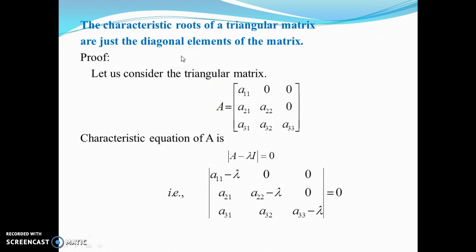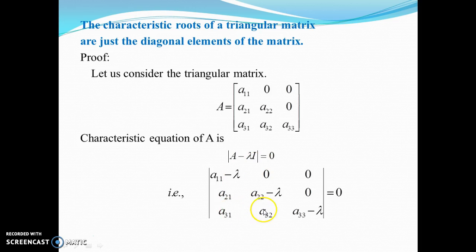Now we see the second property. The characteristic roots of a triangular matrix are just the diagonal elements of the matrix. Proof. Let us consider a lower triangular matrix A. We know the characteristic equation of A is mod A minus lambda I is equal to 0. Here I is the identity matrix.